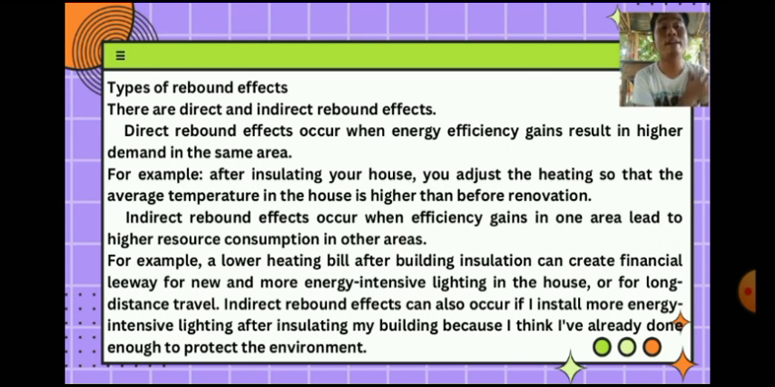So indirect rebound effects can also occur if I install more energy-intensive lighting after insulating my building because I think I've already done enough to protect the environment. So this is the example of the concept. But to make you really understand the example, I created or constructed also my own example, and that is I sold a car or I sold my car.